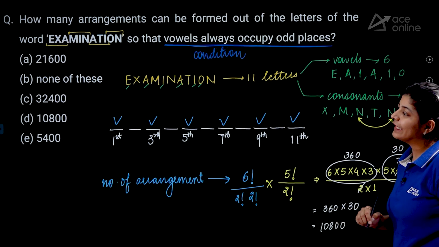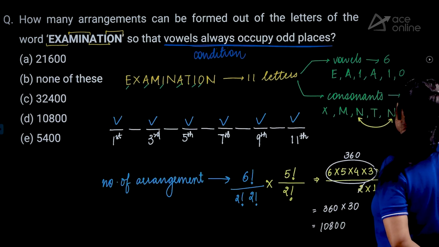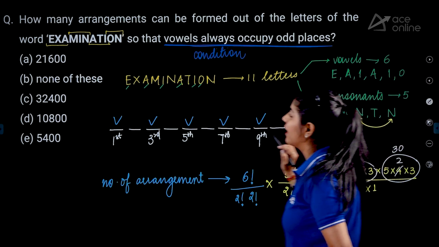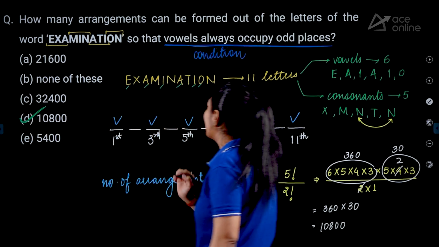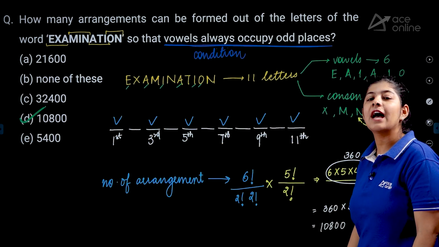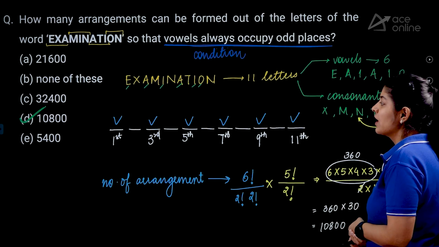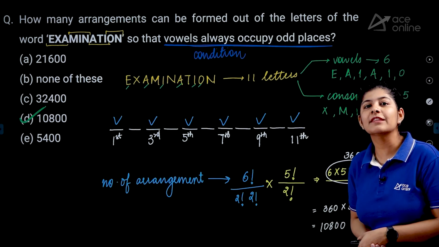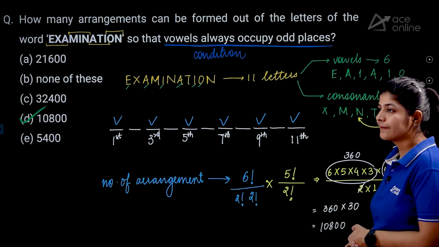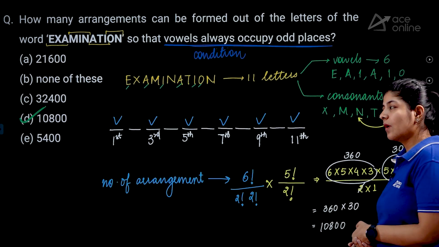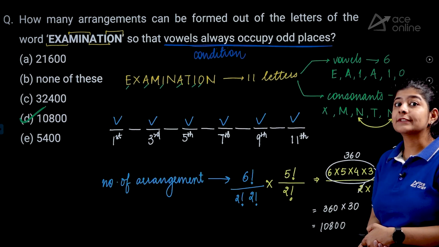So 10,800. Do we have that in our options? Yes, we have that as our option number D. So the correct number of arrangements that we are having in this case is 10,800 arrangements. So we can say that basically 10,800 arrangements are possible for this particular case. Is it clear? Okay. Let's move towards the next question.